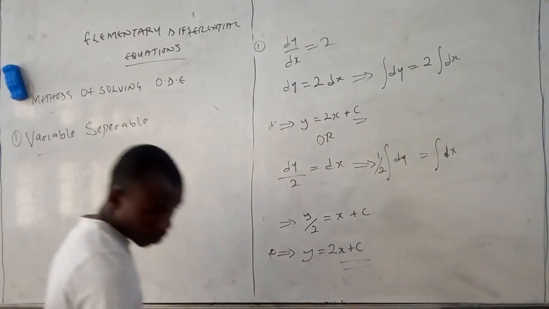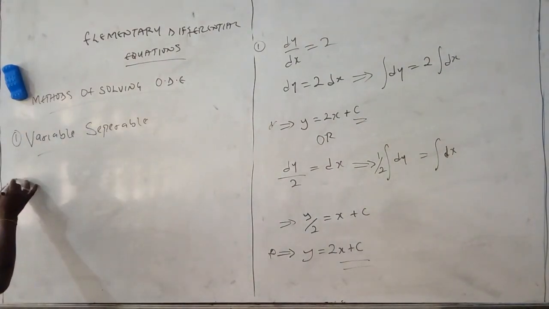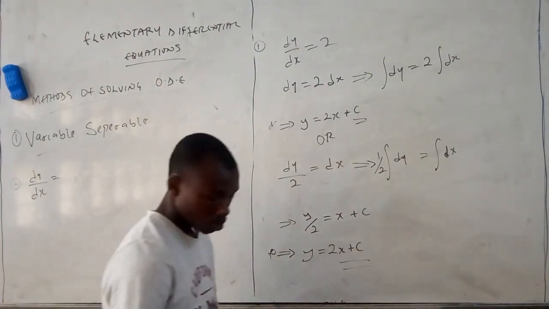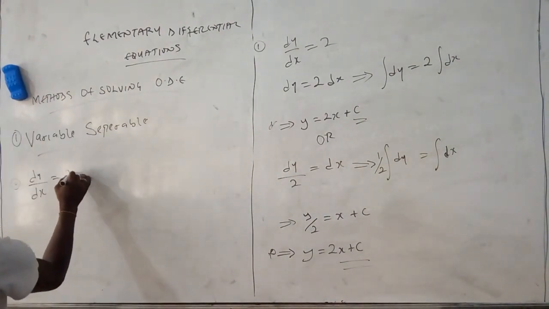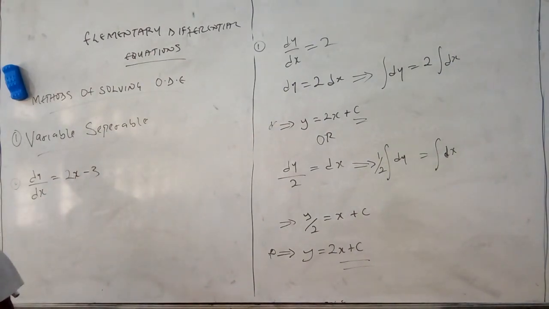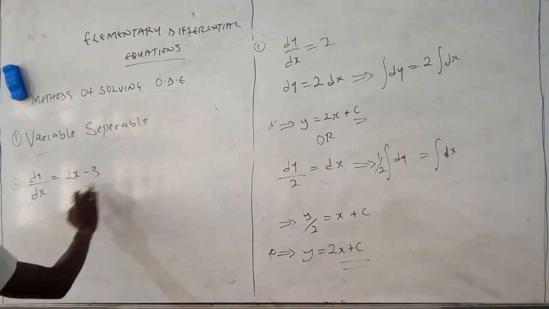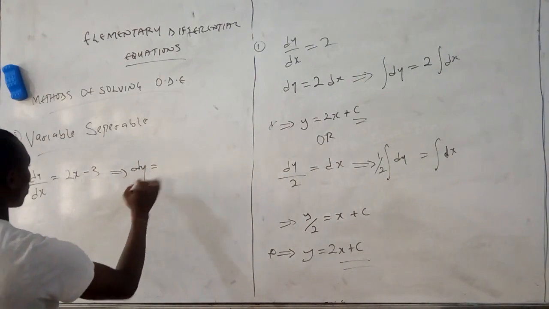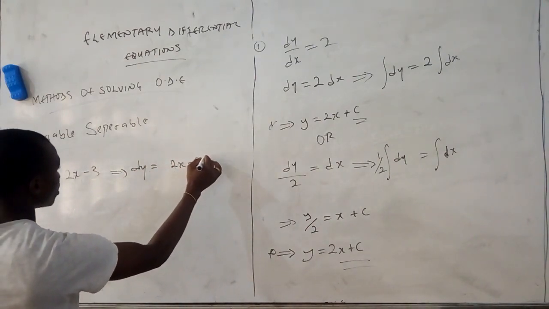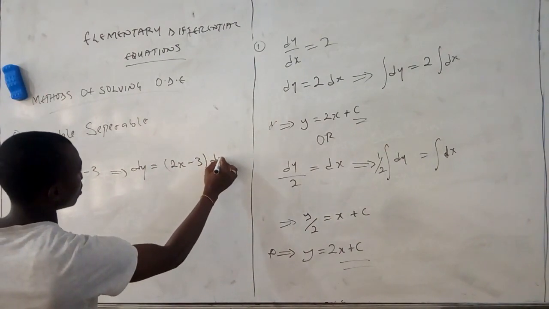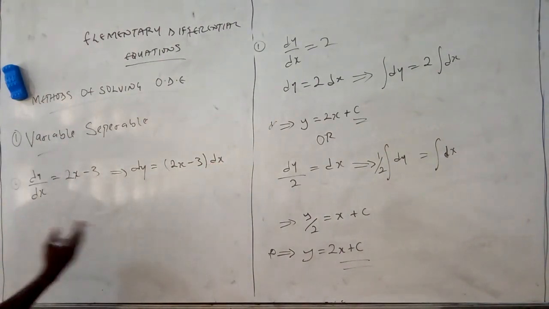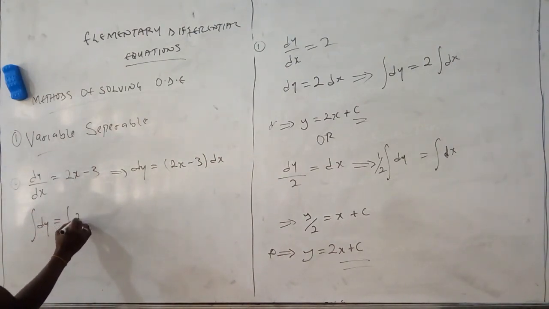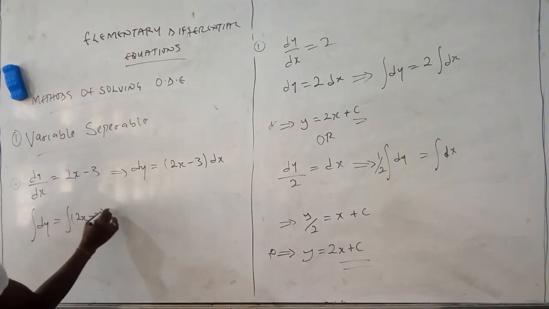So we have dy dx is equal to 2x minus 3. Here automatically you take this as constant of x. Then if you use variable separable, you have dy to be equal to 2x minus 3 dx. So you integrate both sides. You have integral of dy is equal to integral of 2x minus 3 dx.